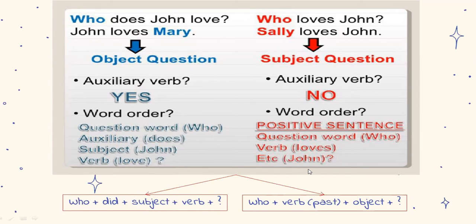Now, the subject question asks who receives the action. Here we want to know who receives the action that is done. So instead of asking who does he love, I will ask you who loves John. I want to know the person that receives the action. So Sally loves John. This is a subject question.